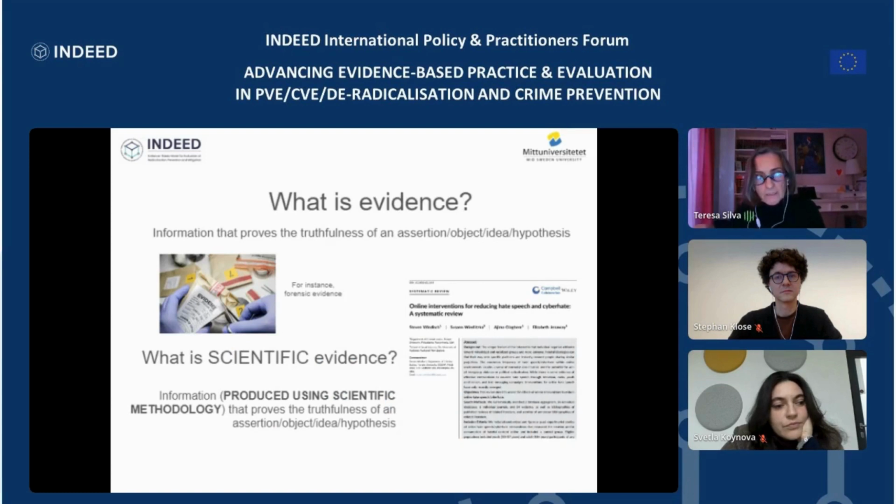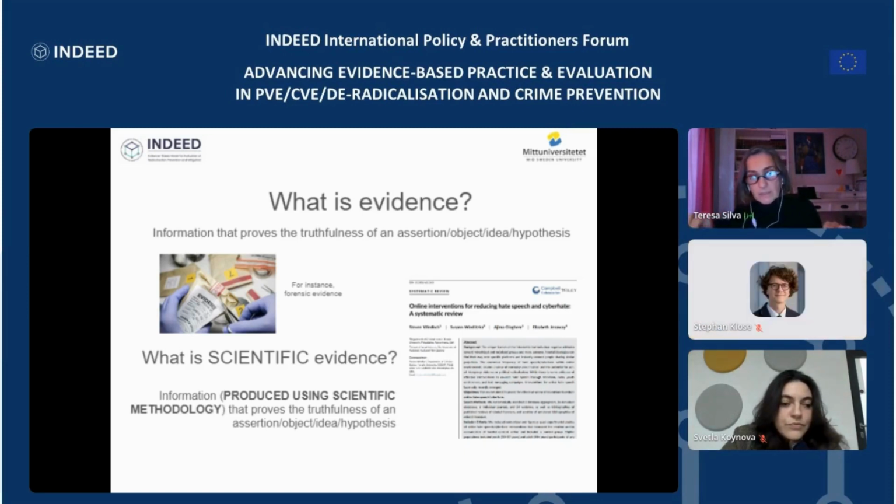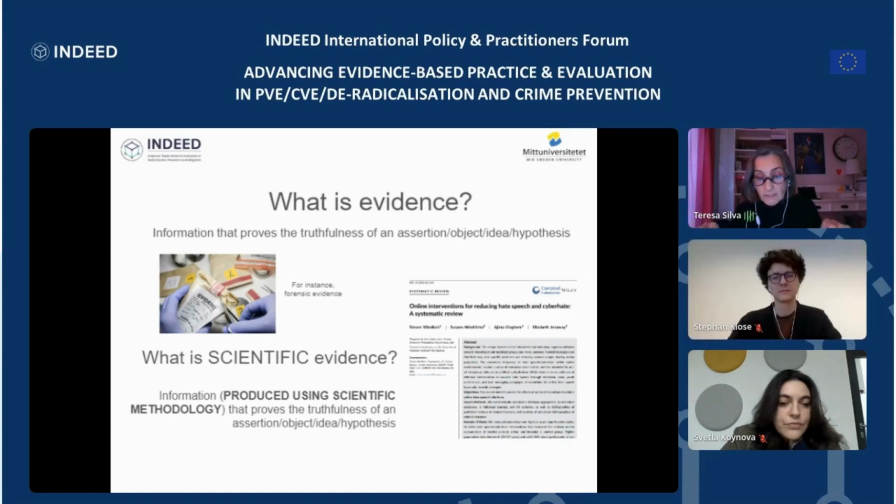So the question here is, what is evidence? Evidence is no more and no less than information. Think, for example, of forensic evidence, such as the weapon utilized to commit a crime. Why is the weapon a piece of evidence? Because it proves what caused the injuries, damages, wounds, eventually the killing of someone in this case. So by evidence, we mean information that proves the truthfulness of a hypothesis, an idea, an object, or an assertion.